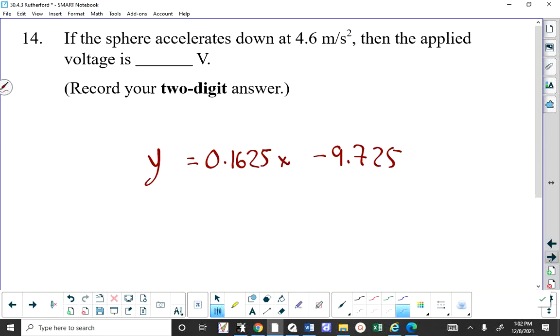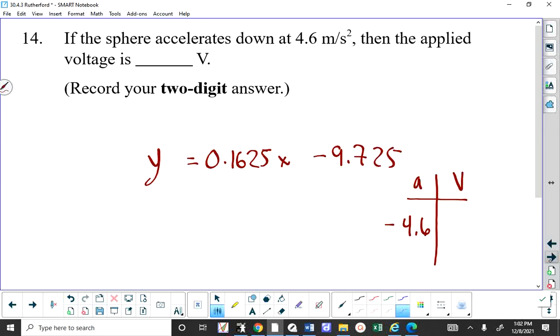It's saying you have a graph and you have half of a data point. What's the other half of the data point? It's telling you, oh, this is a little tricky though. If the acceleration is negative 4.6, because it's accelerating down, you have to use negative 4.6.